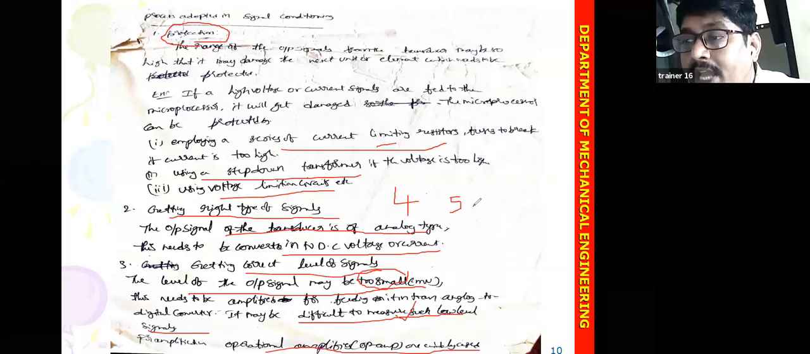The first one is protection. The second one is getting the right type of signals. The third one is getting the correct level of signals. The fourth one is elimination of disturbances. And the fifth one is manipulation. In protection, we have to protect the valuable component from high signals. For that, we arrange a step down transformer, a series of resistors, fuses, like that.